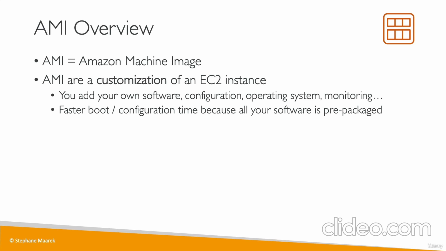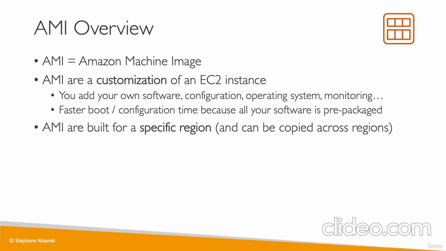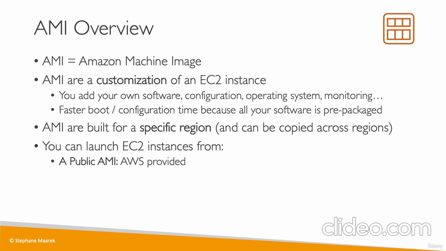So we have to build our own AMIs, and they can be built for a specific region, and then they can be copied across regions if we wanted to leverage the AWS global infrastructure. So we can launch EC2 instances from different kinds of AMIs. What we've been doing so far in this course is to use a public AMI, and these are provided by AWS. The Amazon Linux 2 AMI is a very popular AMI provided by AWS themselves. But we can create our own AMI, and then you have to make and maintain it yourself.